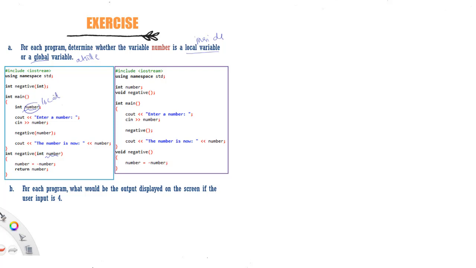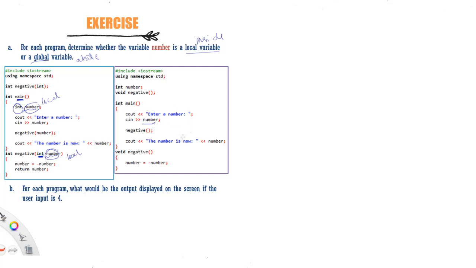Why do we say this is a local variable? Because take a look at where it is declared. It is declared inside the function, right now inside main. If you take a look here as well, this parameter number is also declared within this function. So this is also a local variable, but this is a parameter. For this program right here, we also have number.